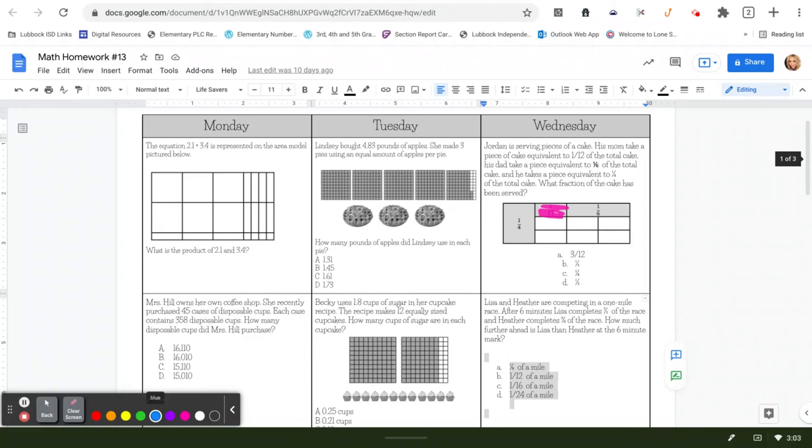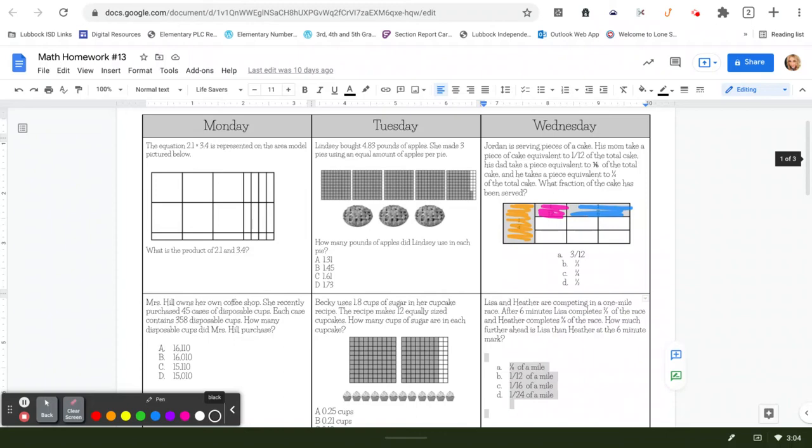Of the total cake. Dad had a piece equivalent to 1/6. Here's Dad. Okay. And Jordan takes a piece equivalent to 1/4 of the cake. What fraction of the cake has been served? In other words, what fraction has been eaten all together?